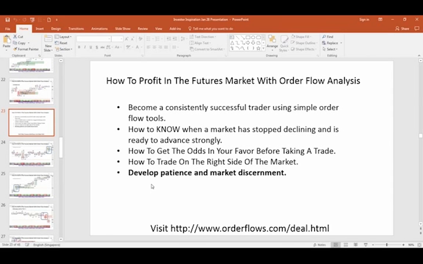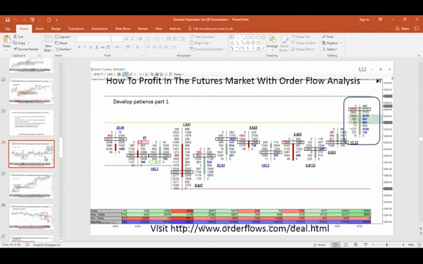And order flow will help you develop patience and market discernment. Now, what I mean by patience is, again, I'm not saying that you're going to develop the patience of a Calvinist monk, spurning every temptation of flesh out there. As a trader, in slow markets, sometimes you're just trying to reason yourself into a trade. But with order flow, it's pretty concrete whether you should be in a trade or not.